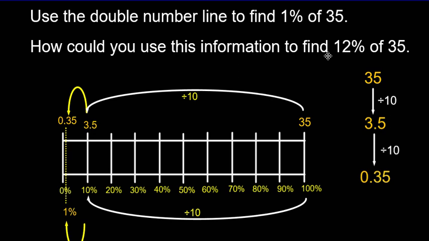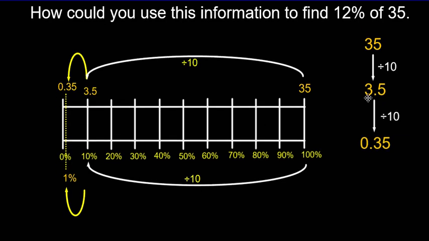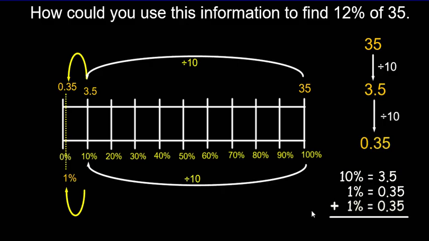Now, how could you use this information to find 12%, or 13 or 14% of 35? So we know 10% is 3.5 and 1% is 35 hundredths. If we want to be able to use that information to find 12%, we could say, well, 10 plus 1 plus 1 more percent would end up equaling 12%. So we add their corresponding values, 3.5 plus 35 hundredths plus 35 hundredths, and we get 4 and 2/10 or 4 and 20 hundredths equals 12%.